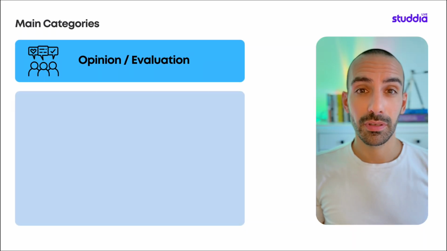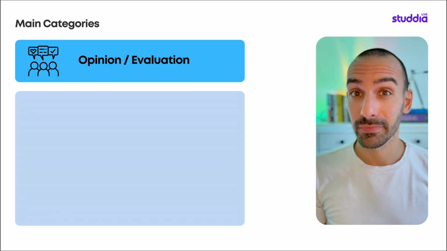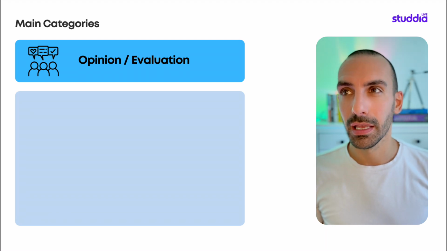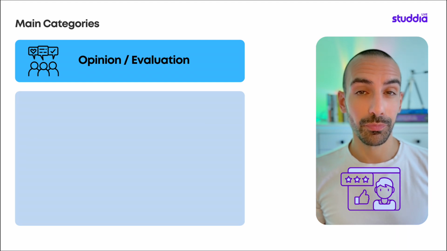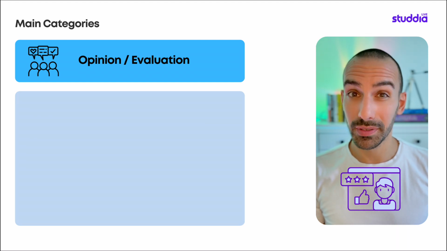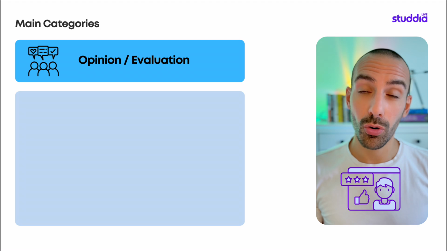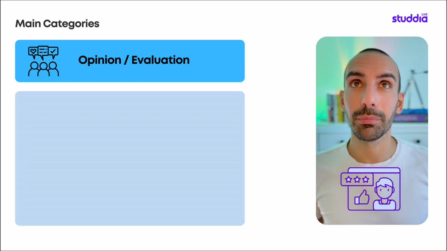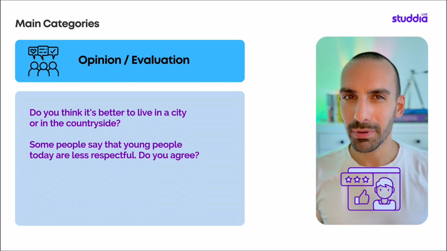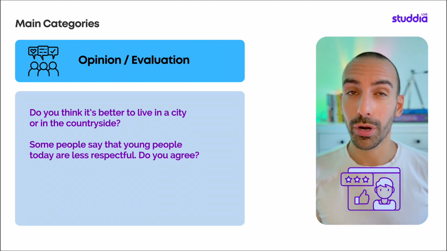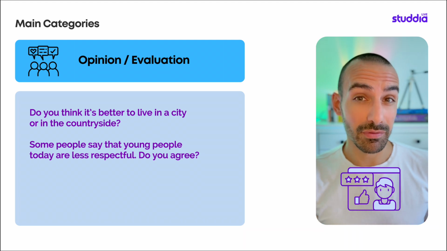The first category is opinion/evaluation questions. These are questions that ask for your personal view or ask you to respond to an idea or someone else's opinion. For example, you might hear something like, do you think it's better to live in a city or in the countryside? Or some people say young people today are less respectful. Do you agree?